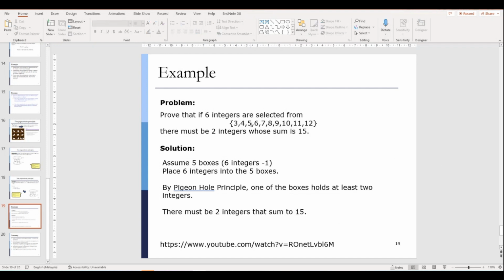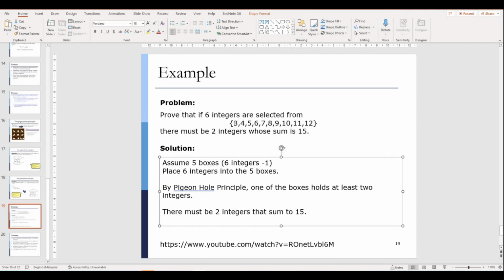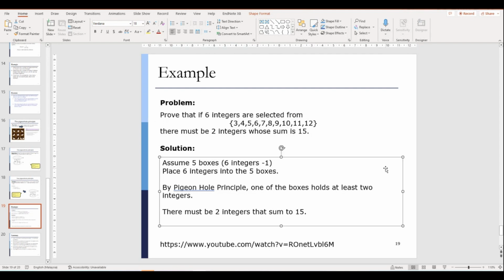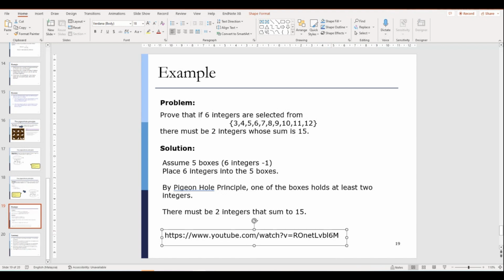So here you can try 10 and 5, 15; 9 and 6, 15; 7 and 8, 15; 4 and 11, 15; 3 and 12, 15. So that's how you do the analysis. All right. To see how this is worked out, you can look at this YouTube video, which I shared at the bottom of the slide.